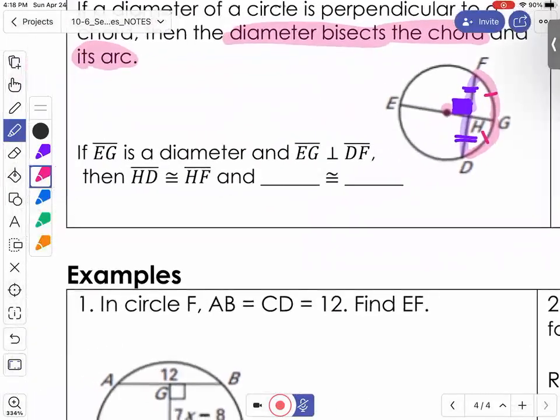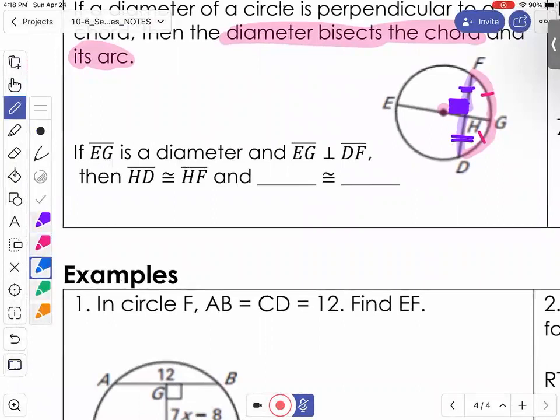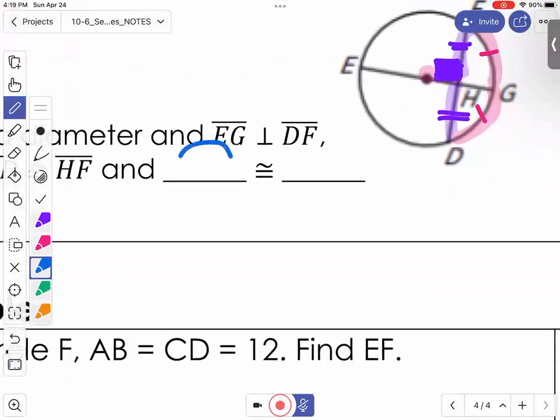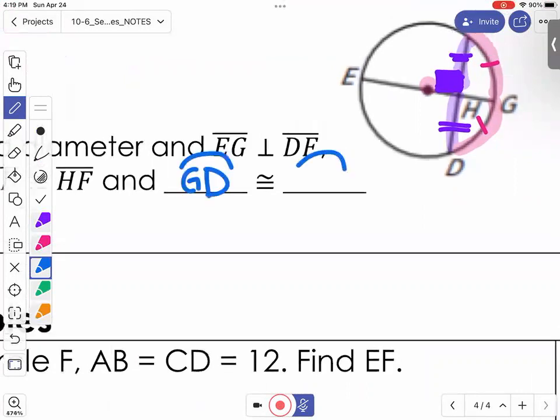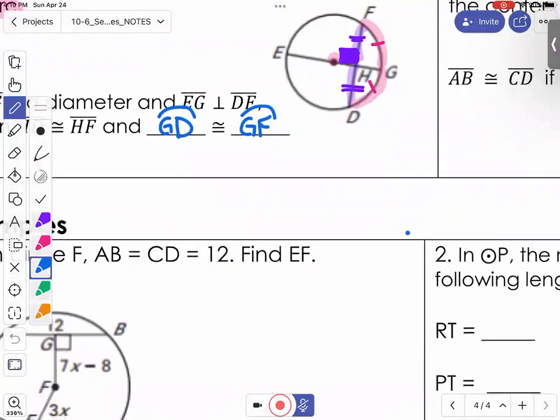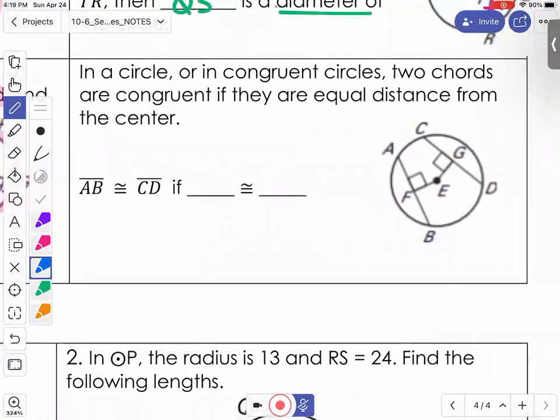And so like it says, if we fill this in based off of our picture, if segment EG is a diameter and segment EG is perpendicular to segment DF, then segment HD is congruent to segment HF. And here's where we have our arcs. Arc GD will be congruent to arc GF. Again, I get congruent pieces of a segment and congruent pieces of my circle. Chords cut in half and the arc is cut in half.